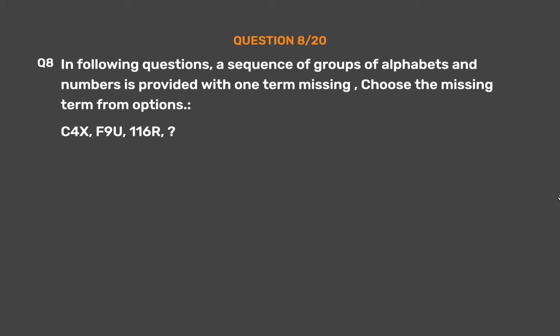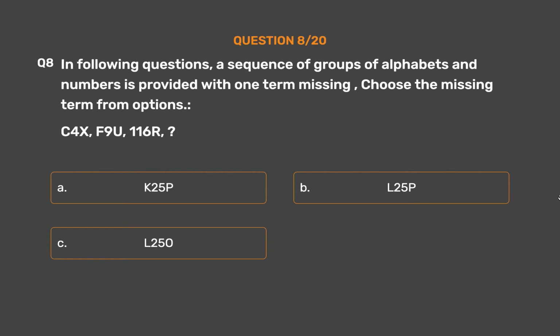C4X, F9U, blank, 116R. Option A, K25P. Option B, L25P. Option C, L25O. Option D, L27P.